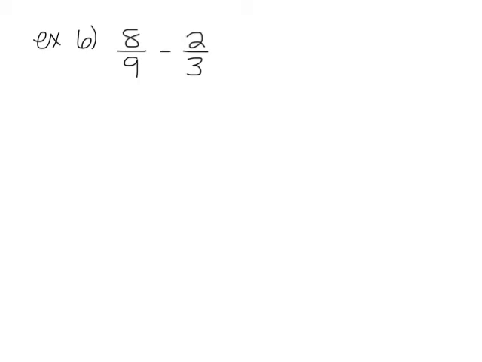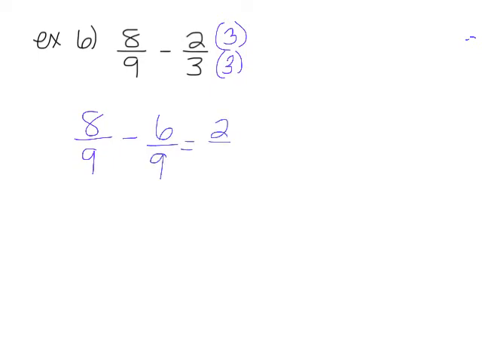For this example, I see the same way that I do not have like denominators, so I need to make like denominators, and the least common multiple between my 3 and my 9 is going to be 9. And so to make that 3 into 9, I'm just going to multiply by 3. And when I multiply my denominator, I have to multiply my numerator. So I'm going to get 8/9 minus 6/9. And I'm left with 2/9. And I can't simplify that anymore. So 8/9 minus 2/3 equals 2/9.